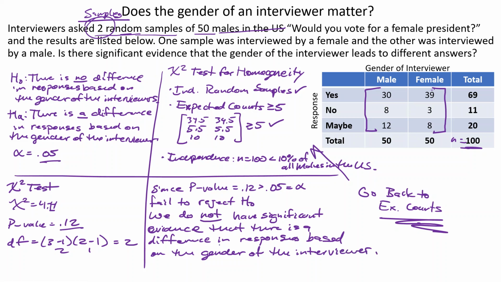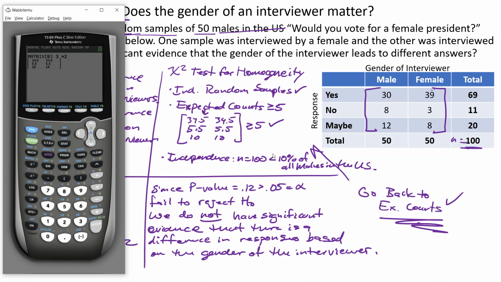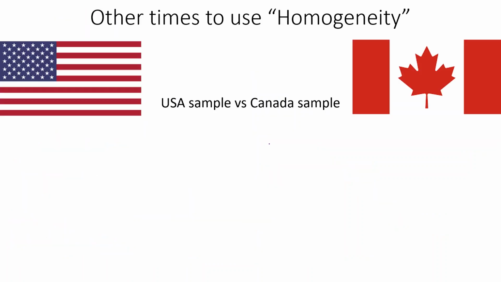Ta-da, done. All right, so I remembered to go back. Yay. And I probably need to label this. There we go. Expected counts. I drew an arrow. That'll work. All right, so that's how we do a chi-squared test for homogeneity.